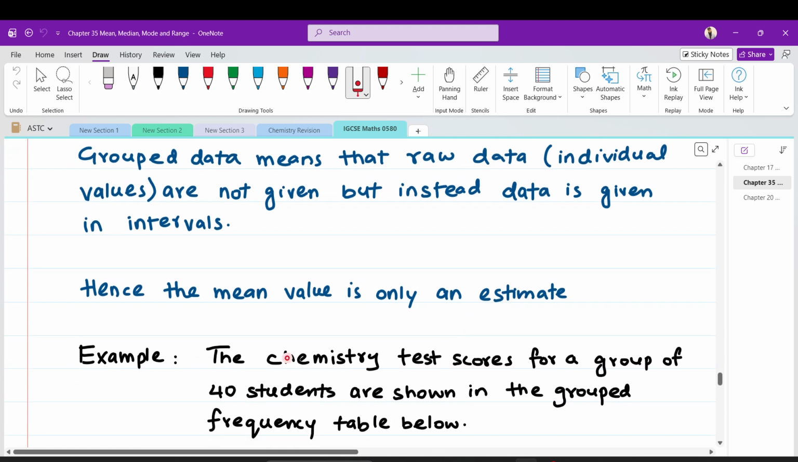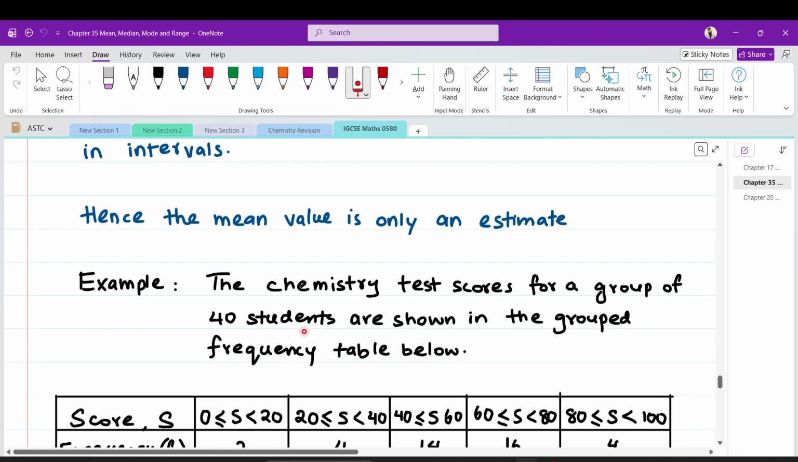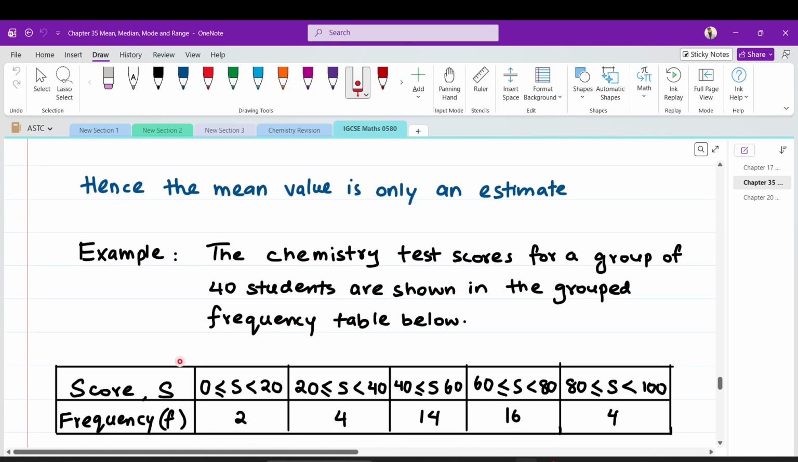Example 1: The chemistry test scores for a group of 40 students are shown in the grouped frequency table below. So this is how a grouped frequency table looks. Now you do not know the individual scores of each student, but you know that if I have categorized the marks in this range, like how many students got marks between 0 and 20? There were two students.